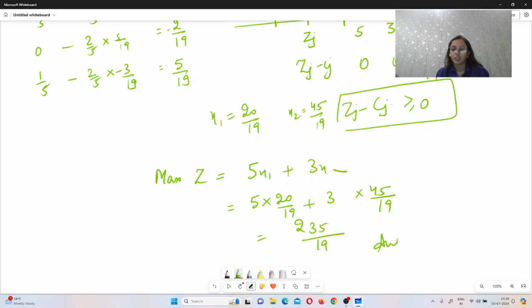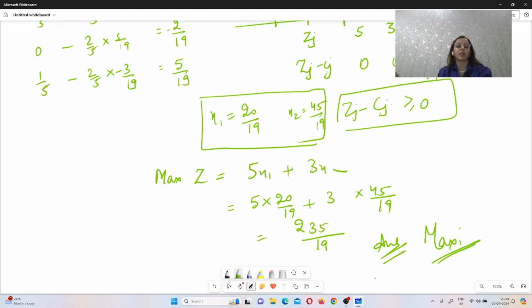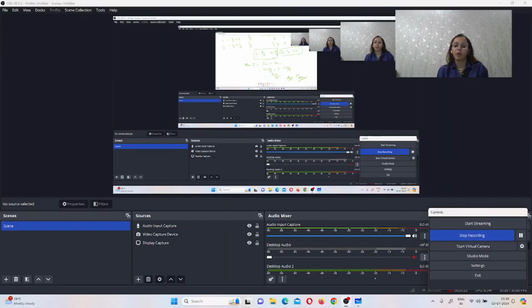So this is your profit maximization, and at this point, x1 equal to 20 upon 19 and x2 equal to 45 upon 19, that will be your maximum profit. Yes, you can solve the same simplex method question with the graphic method, and you will find the same answer. In the next case study, we will do the simplex method once again to make you stronger and clearer about this question.